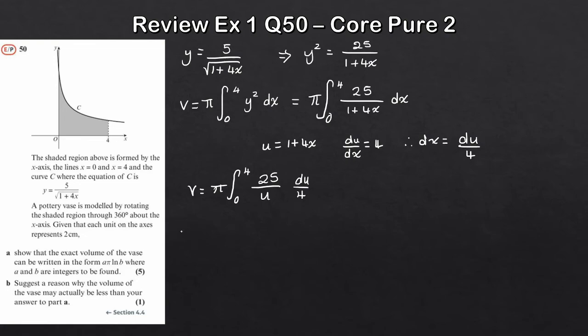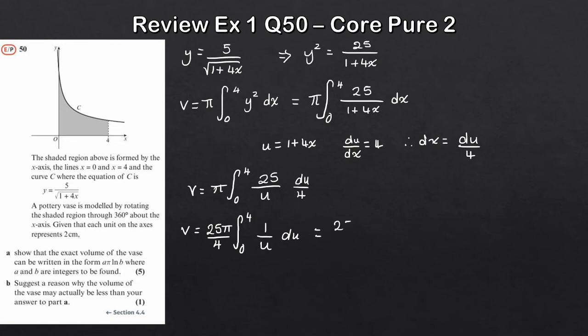So V is 25 pi over 4 times this integral of 1 over u du. A nice result here. This is kind of what you're aiming for. This is very common but not guaranteed, but it makes it nicer to work with in exam conditions.